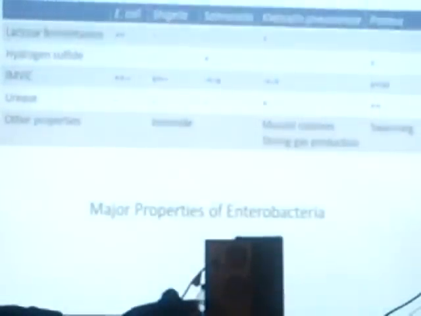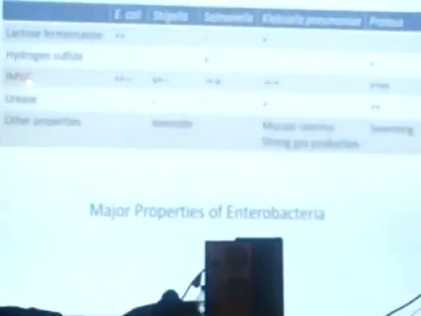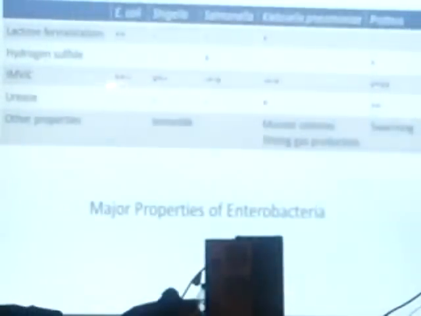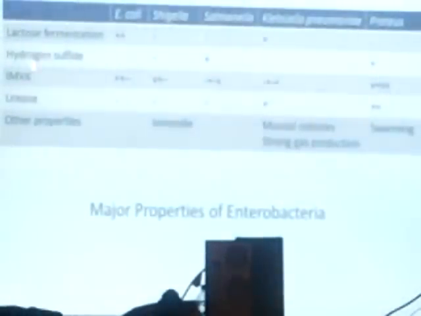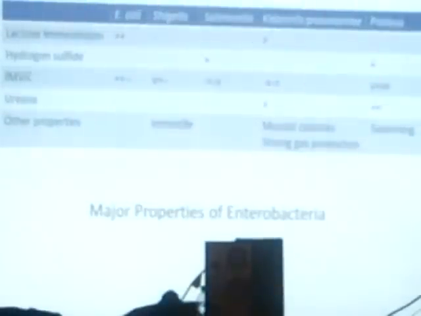Now, of course, you know IMViC: indole, methyl red, Voges-Proskauer, and citrate, right? We're supposed to have learned this in your first clinical microbiology course. E. coli is plus plus minus minus, meaning indole positive, methyl red positive, Voges-Proskauer negative, and citrate negative. For Shigella, here V means variable, right? It means sometimes positive, sometimes negative, according to the exact species. But the methyl red is positive, negative, negative, right?